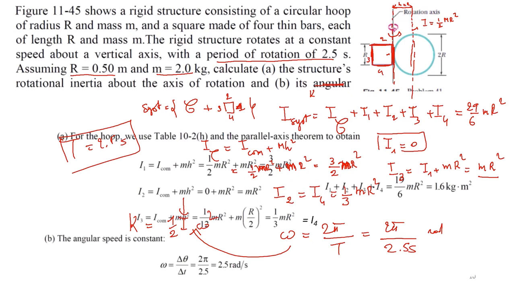So this is what I did here, and the moment of inertia will give you 1.6 kilogram multiplied by meter squared. The angular speed is given, and you just use K is half I omega squared.